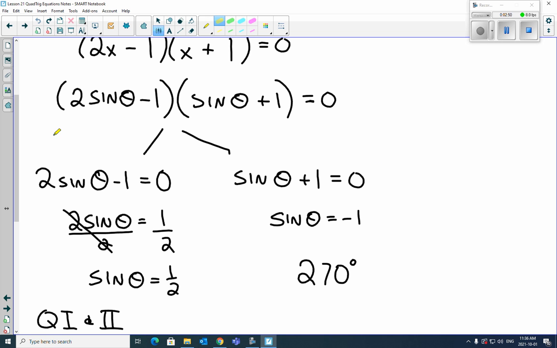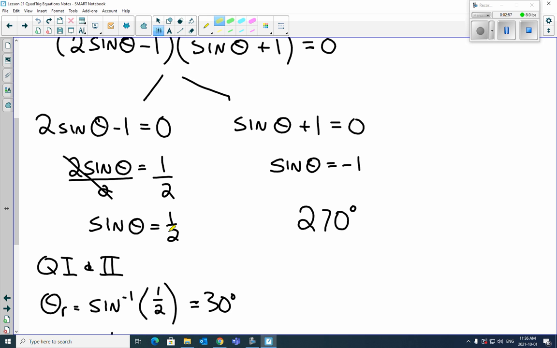So first, left side, 2 sine theta minus 1 equals 0. Move the 1 to the other side, divide by 2. Sine theta equals a half. The right-hand side over here, sine theta plus 1 equals 0. Sine theta equals negative 1. Okay, now we can do our solving. And while we're here, let's look at this one. Sine theta equals negative 1.